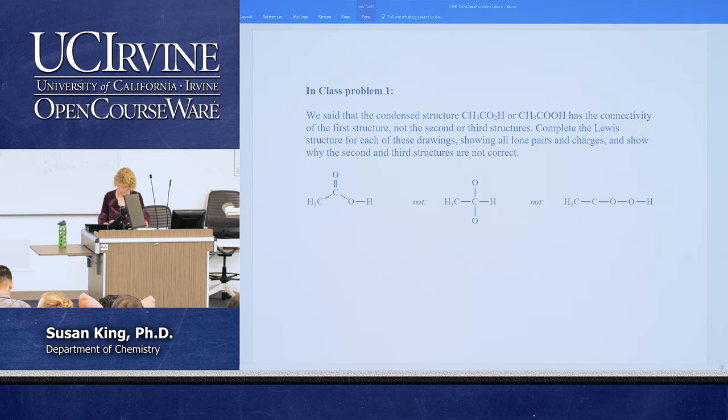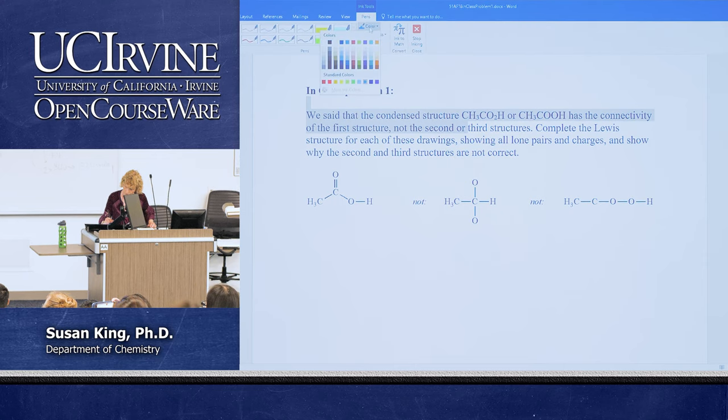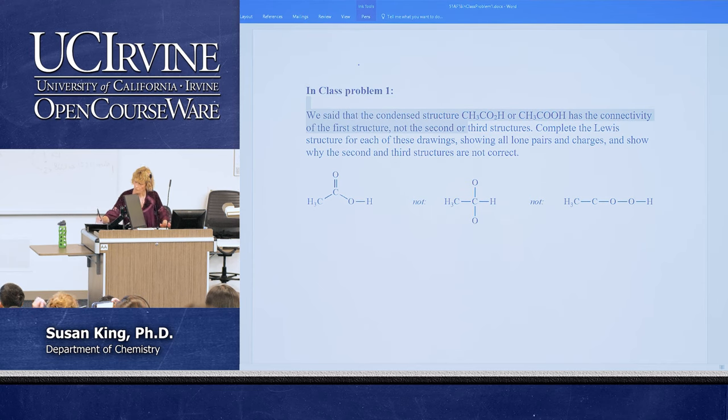That's problem one. All right. So, and you can work on this at home, and we're going to come back and talk about it on Friday. So when we did this, I have to do the ink tools here. So here's what we're looking at. Condensed structure, CH3CO2H, we said it looks like this, not this, not this.